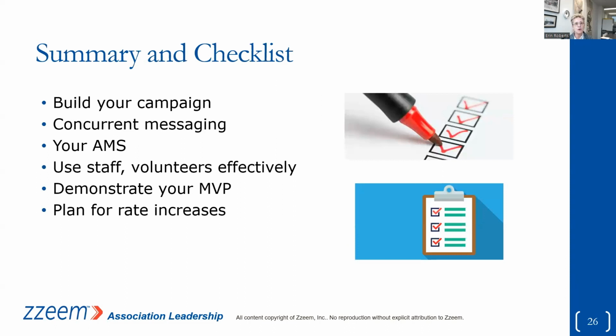So in summary, make sure you build your campaign. That's super critical. Think about what the concurrent messaging is going to be while you're executing your campaign. Make sure you've got an association management system that makes things simple for you and simple for your members. Make sure you're using your most valuable resources, which are your staff and your volunteers, to their maximum effectiveness. Make sure that you're using your member value proposition in your campaign. Make sure that you've got a plan for rate increases.